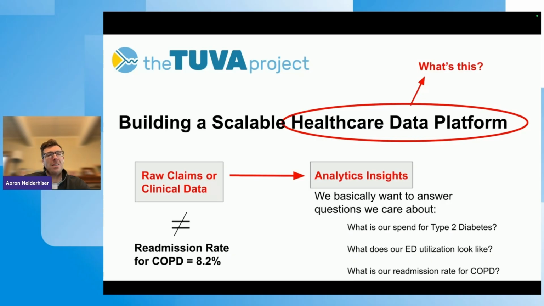But the basic problem is there's nothing in raw healthcare data that says this is the readmission rate for COPD. And there's nothing in healthcare data that says what a readmission even is, or what an index admission is. If you're familiar with computing hospital readmissions, you need to first compute qualifying events, which are often called index admissions. There's not even anything in healthcare data that says this was actually an acute inpatient visit.